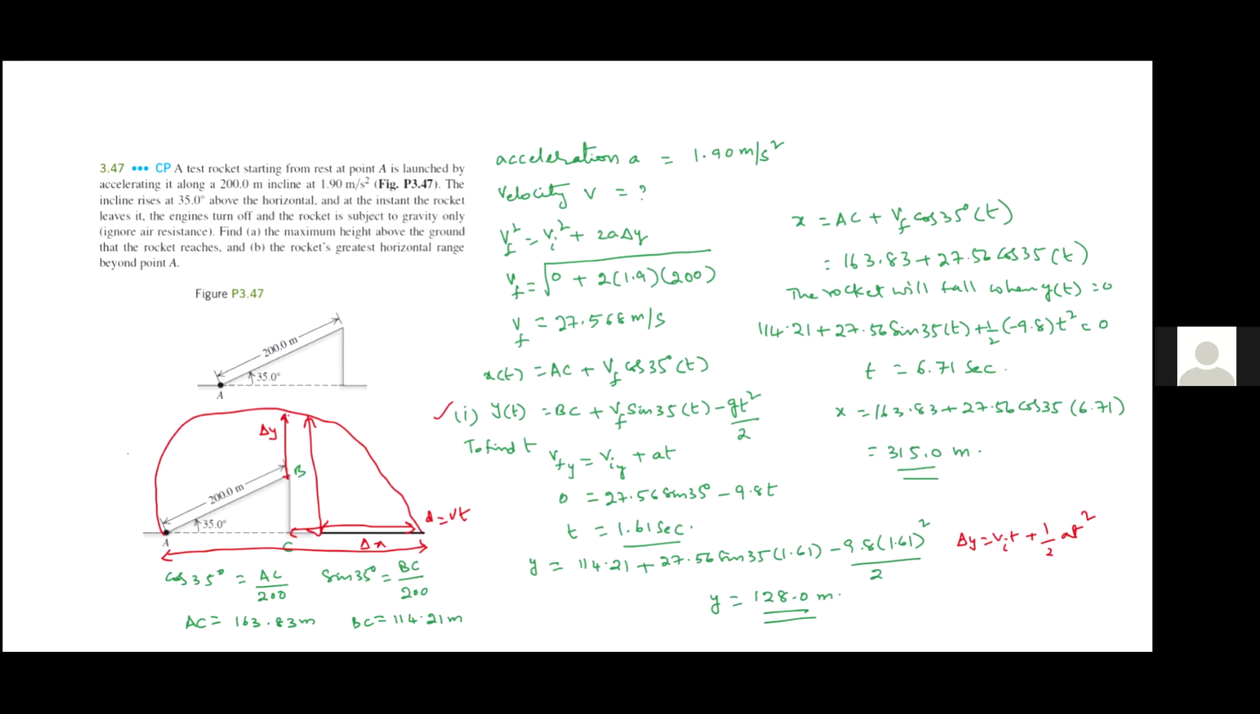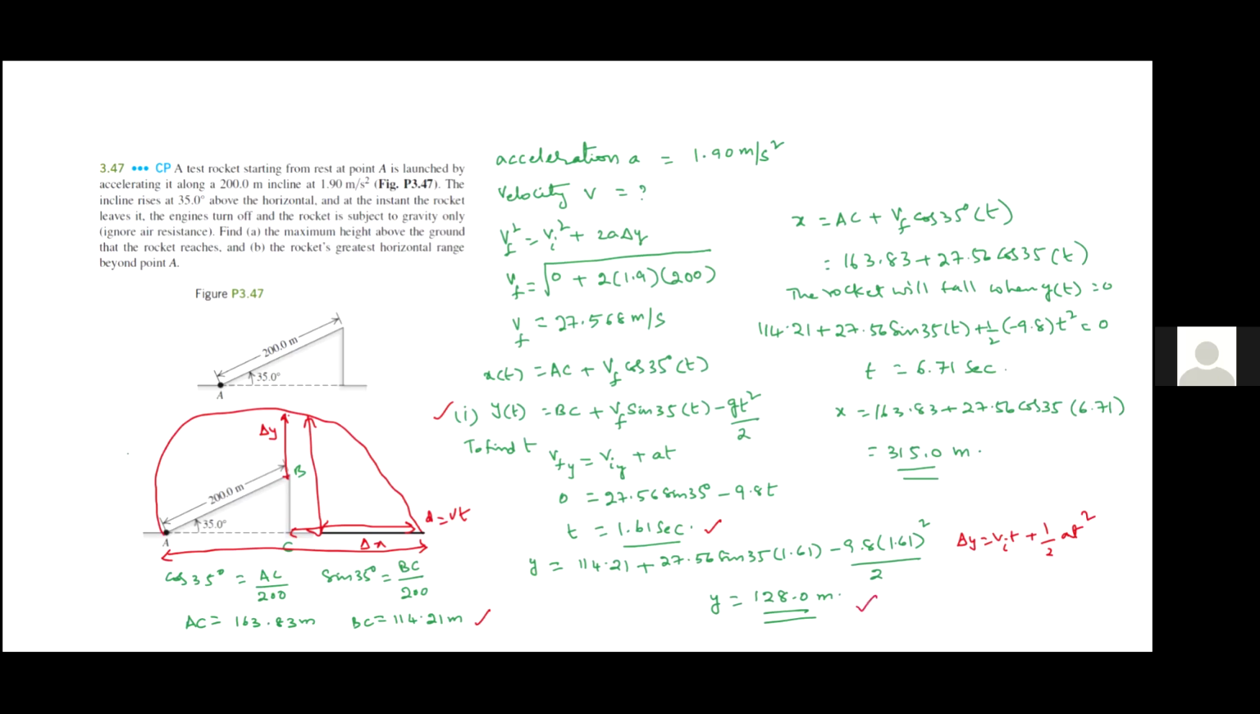To find time, we will use the formula Vf is equal to Vi plus at. At the maximum height, the final velocity is equal to 0, and the initial vertical velocity will be 27.568 sin 35, with a as minus 9.8. T we are trying to find out. Solving this, t is equal to 1.61 seconds. Now plug this value into this equation: y is equal to BC, 114.21, plus 27.56 sin 35 times 1.61 minus 9.8 times 1.61 squared by 2. That gives y is equal to 128 meters.